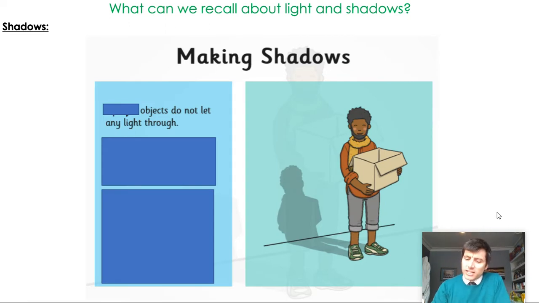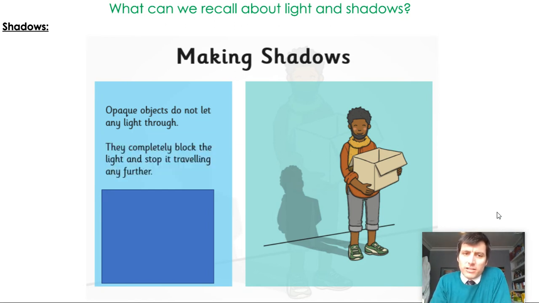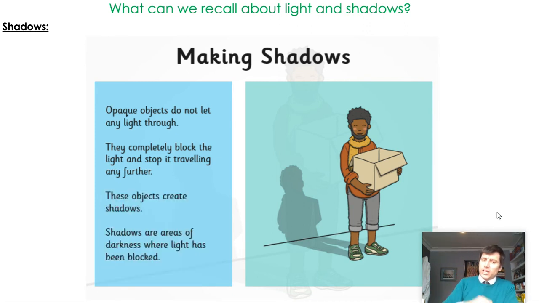Now, shadows are something that's linked to light as well. What kind of object is it? Is it transparent objects that don't let any light through? No, it's opaque, isn't it? It's opaque objects that block the light out. Now, when opaque objects block the light out, they stop it traveling any further. So it's come from a light source and it hits an opaque object and it can't get through that opaque object. And therefore, they create shadows. They're areas of darkness where light has been blocked.